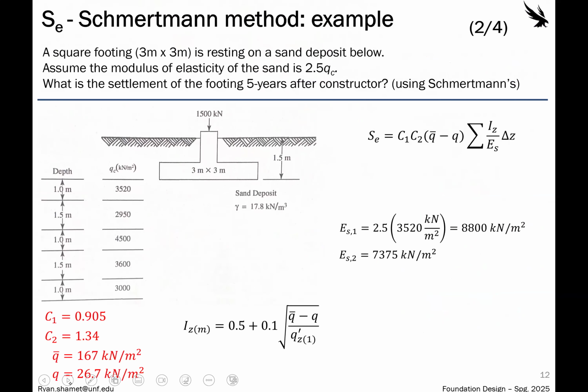So we have those functions. I put them there on the bottom left. So now what we need to do is find our influence, this second part of our equation here. This is again where Excel is very helpful.